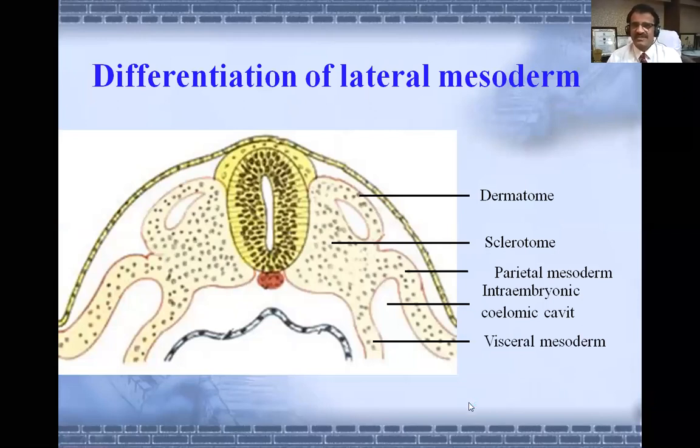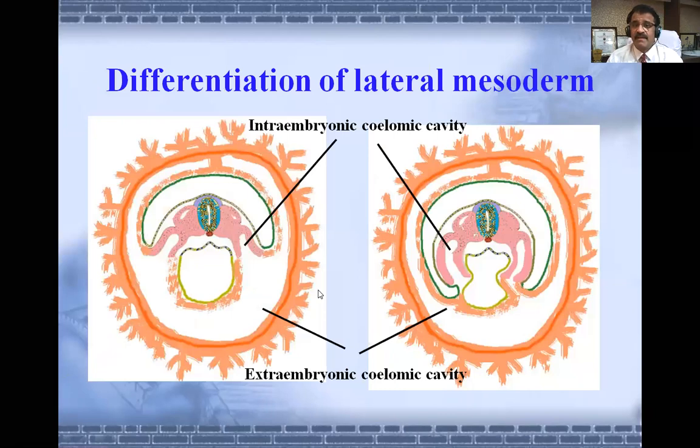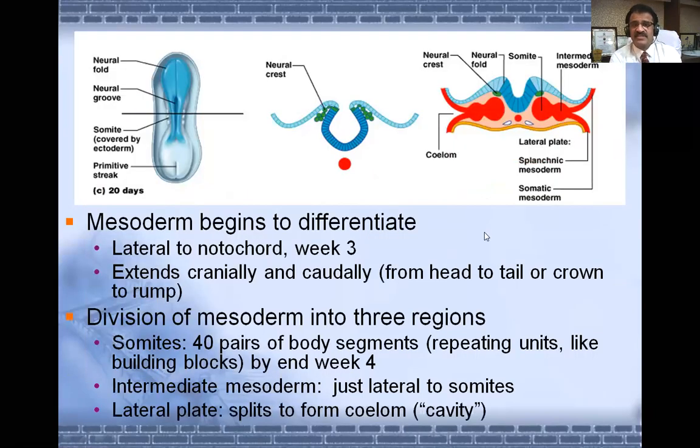So mesoderm is in 3 parts, so we are giving you separate images. Now this is lateral mesoderm. Dermatome means skin. Sclerotome, parietal mesoderm, intraembryonic coelomic cavity, and visceral mesoderm. Now you can see the differentiation of lateral mesoderm in this image. Mesoderm begins to differentiate lateral to the notochord in the 3rd week and extends cranially and caudally, above and below, from head to tail.